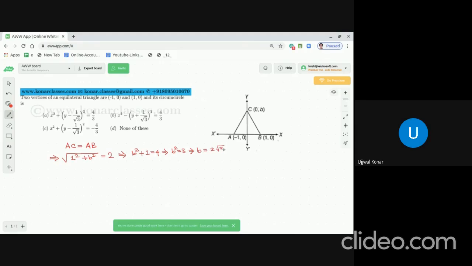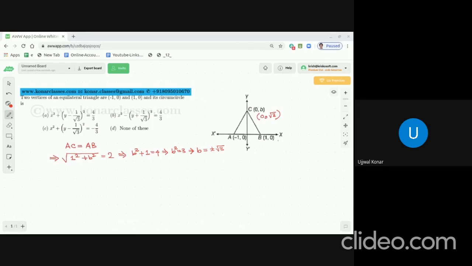So we took the plus root 3 for the time being. If we take plus root 3, then the coordinate of the point C becomes 0, root 3, which is above the x-axis. If we do the same below the x-axis, then we take the value of b as minus root 3, correct?